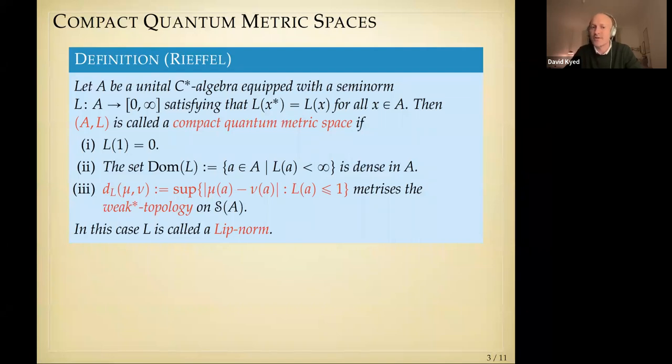So a priori, there's nothing preventing this d_L from being infinite. It could happen. So part of the requirement is that it's finite and hence a genuine metric. And this genuine metric is then supposed to metrize the weak star topology on the state space. And this is the data that defines the compact quantum metric space, so the pair (A, L) satisfying these requirements. And when all these things are satisfied, the L is then called a Lip-norm.